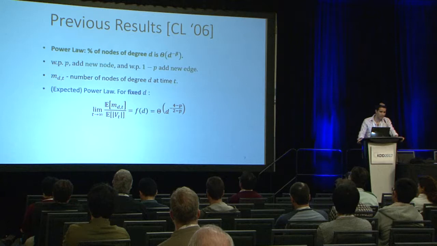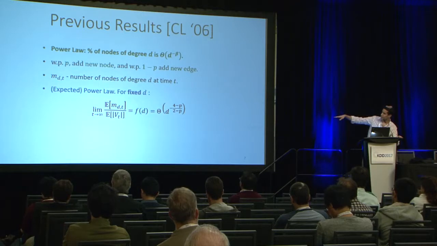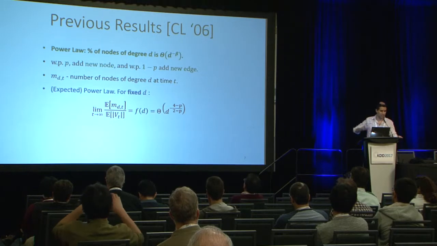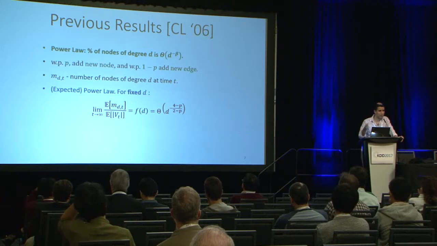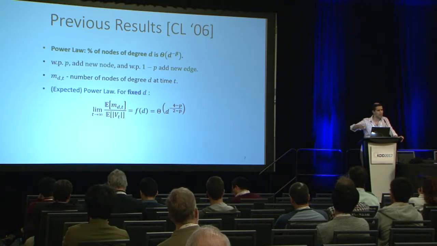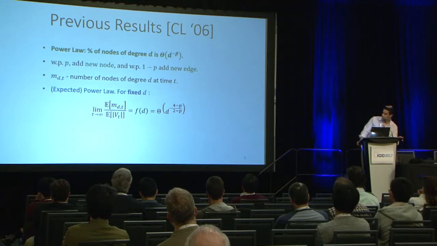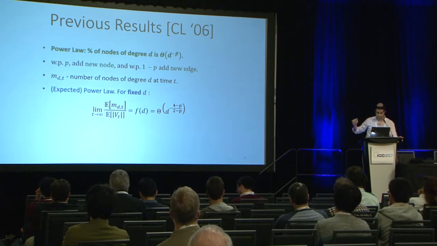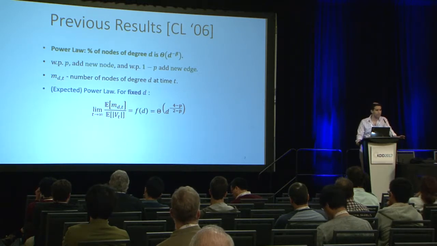So if you look at the fraction of nodes with degree d, you look at the number of nodes with degree d divided by the total number of nodes in the network, and you put expectation on it. That's why I wrote expected power law. Then if you take this ratio and you look over time, you take t to infinity, then you get some sort of function of d. And you can show that in this model, the function is proportional to d to the minus the exponent there. Okay, so this is the result.